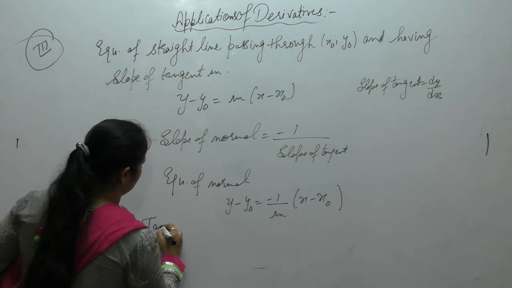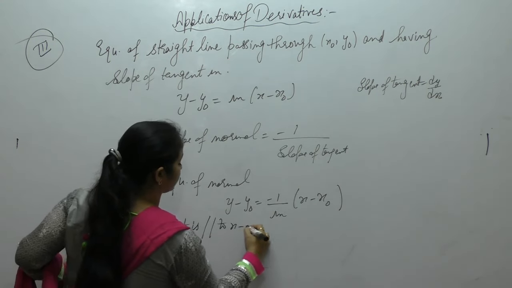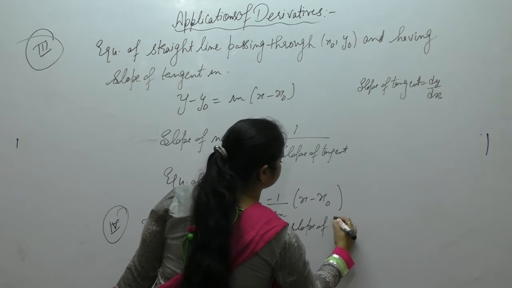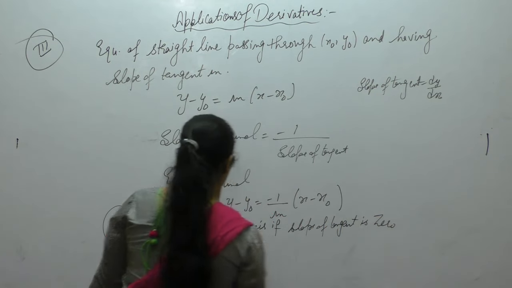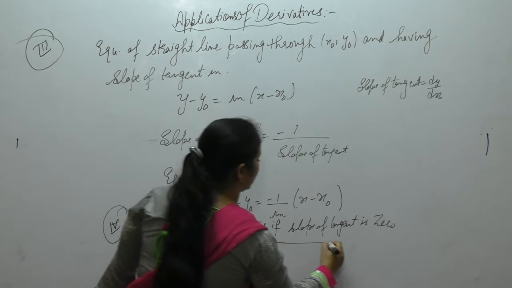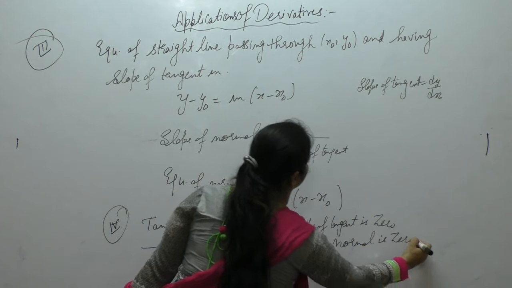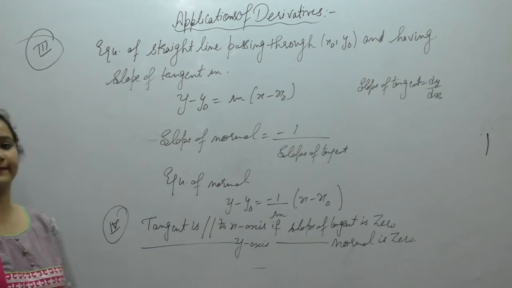Tangent is parallel to x-axis if slope of tangent is 0, and tangent is parallel to y-axis if slope of normal is 0. Clear?